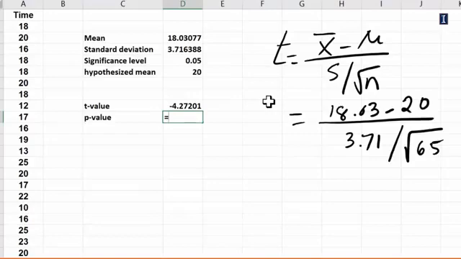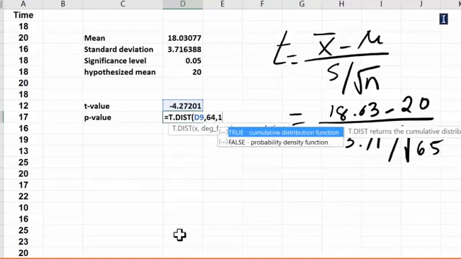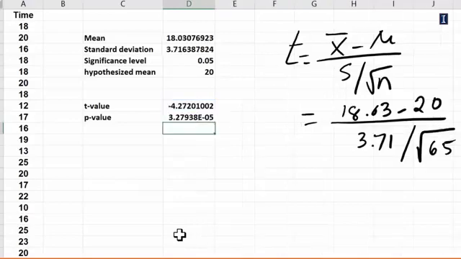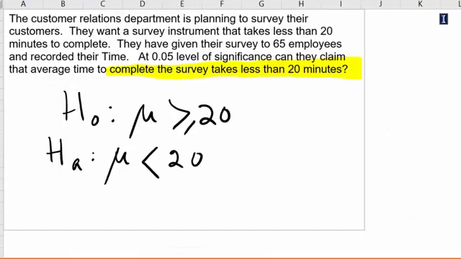So let's make this equal to T.DIST, and our x is negative 4.27. The next value is degrees of freedom. Degrees of freedom is always your sample size minus 1, and in this case there were 65 employees that were tested, so 64. And we want cumulative, and as we see, the p-value comes out to be extremely small. So this is practically 0, and this is less than alpha of 0.05, so we will end up rejecting the null hypothesis. The p-value in this case was smaller than alpha, and therefore we would reject the null hypothesis.